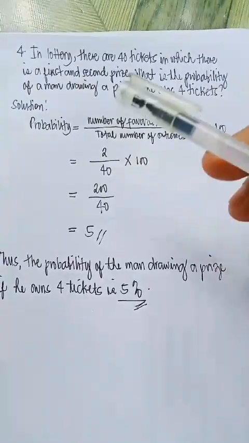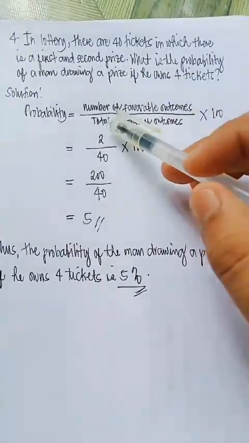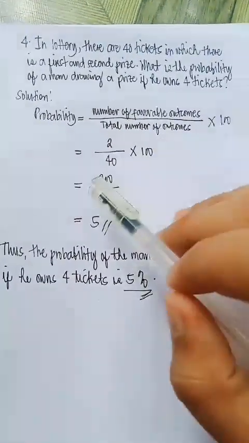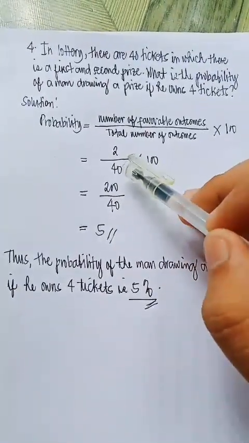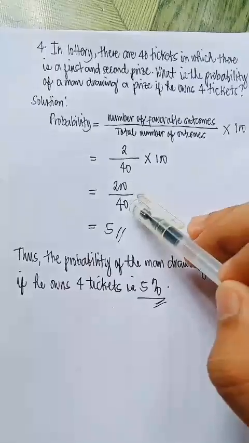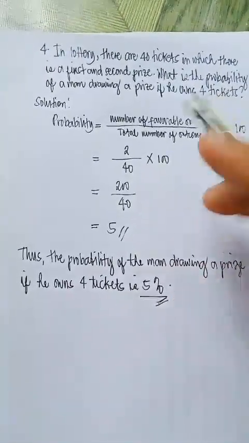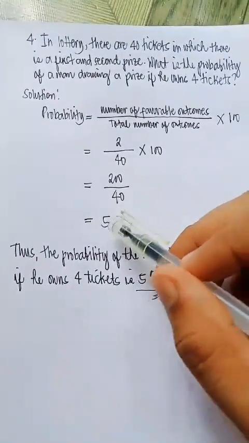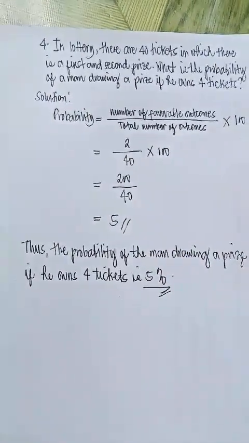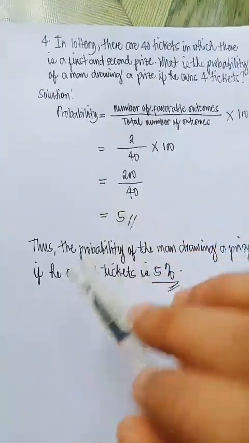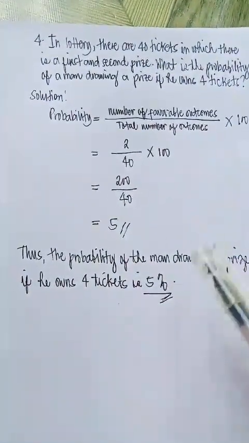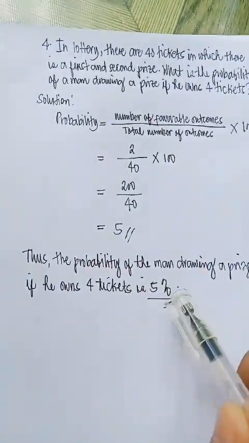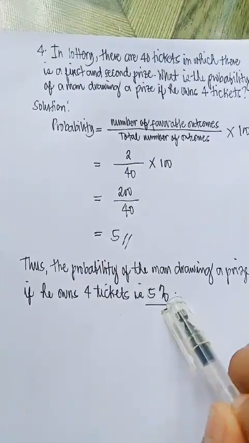What we have to do first is multiply 2 times 100. That's why we have here 200. And we copy 40. Next, we divide 200 by 40, and it resulted in a quotient of 5. Thus, the probability of the man drawing a prize if he owns 4 tickets is 5%. So, 5% is the answer.